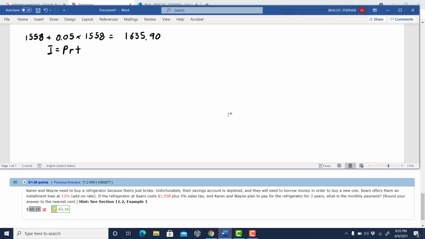And then we would take that total and divide it by 36 because it's a monthly payment for 3 years, right? So 3 years would be 36 months. So there's 36 monthly payments, all of equal size. So once we find the sum of the principal plus the interest, we would divide that by 36 to find the size of the payment.